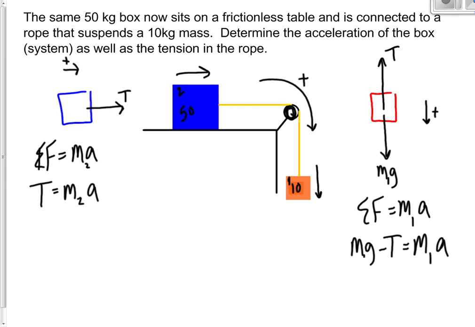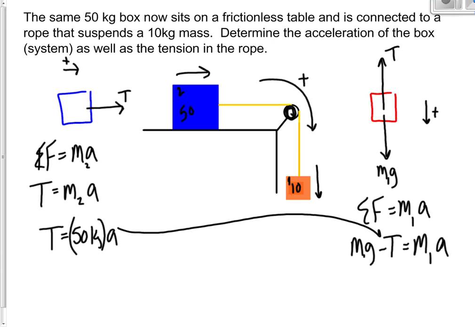My left equation has both unknowns, T and a. My right equation has two unknowns, T and a. So why not solve for tension over here? m2 is 50, so T equals 50 kilograms times a. And now we can just substitute that in over here, and that gives us m1g, which is 100 newtons, minus 50a equals m1, which is 10, 10a.